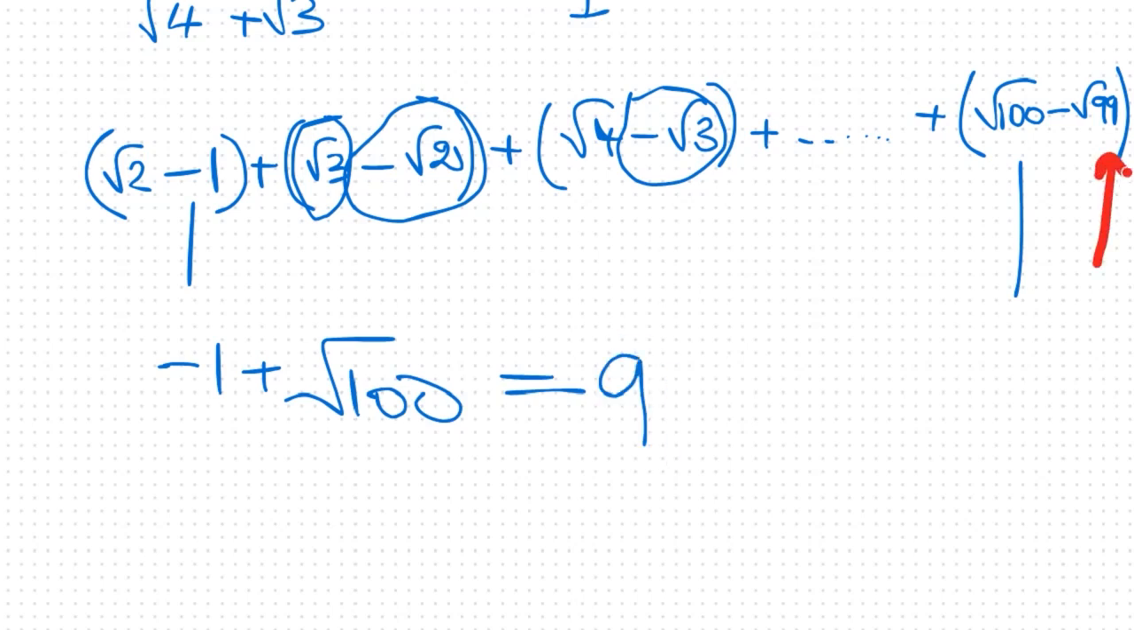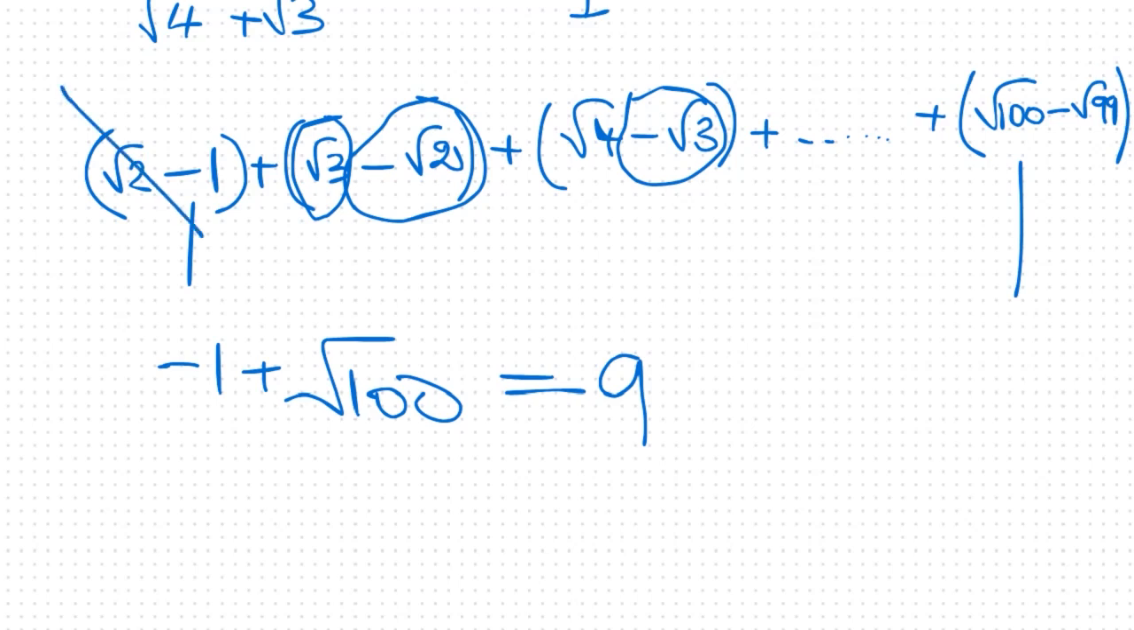What about root 99? Will this survive? Because in the one before, it will be root 99 minus root 98. That is positive root 99, which will be eliminated by this. So that is the answer, okay?